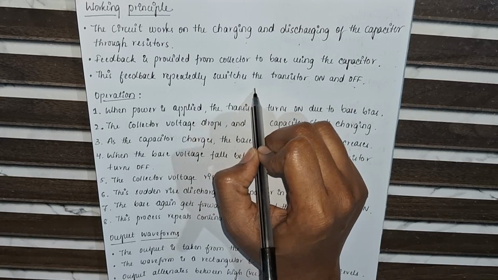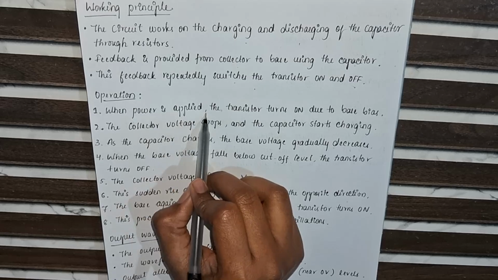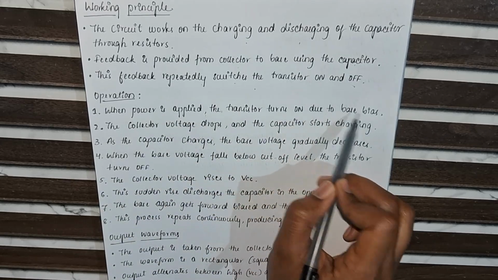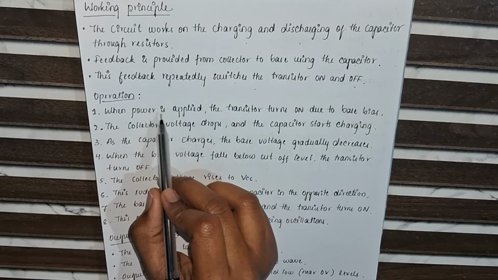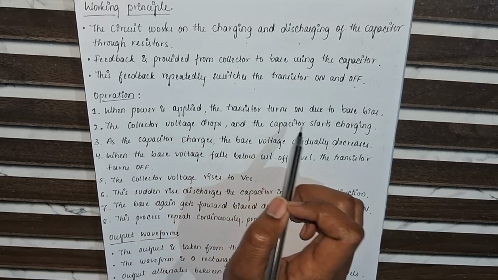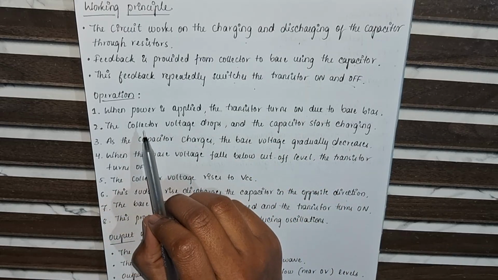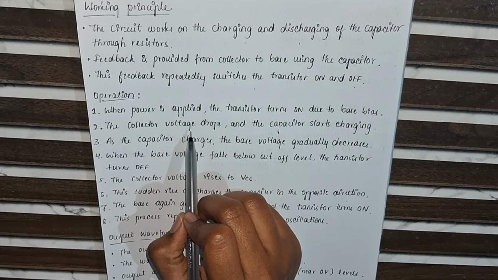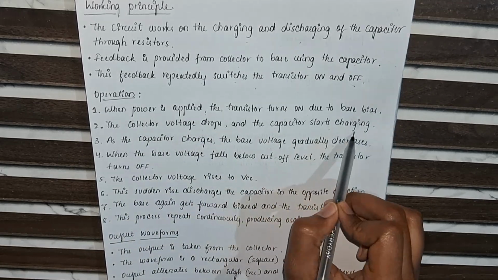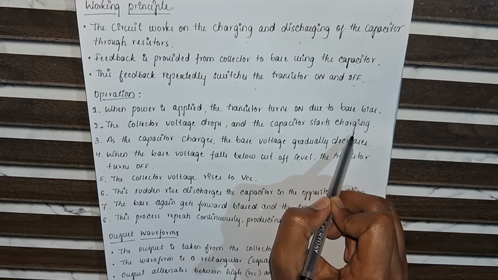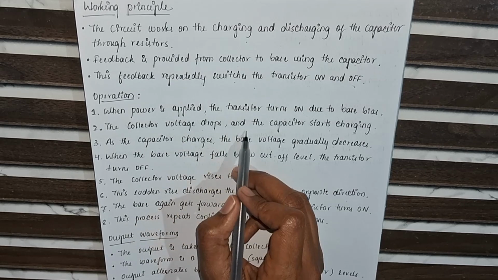Step by step we will see the operation of this circuit. First step is power on. When the power is applied, the transistor turns on due to base bias. When VCC, direct current, is applied, the base gets current through RB and the transistor becomes on. The next step is the transistor on state. The collector voltage drops and the capacitor starts charging. The collector voltage becomes low, so the output at the collector is also low.